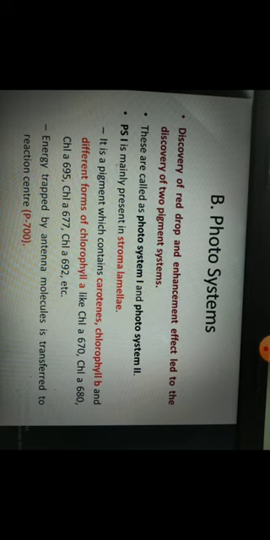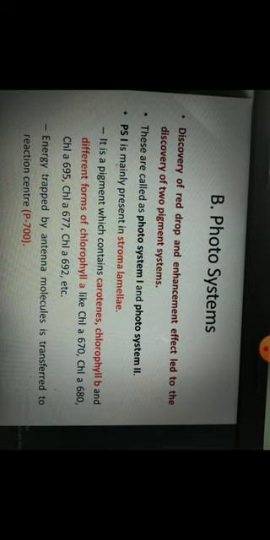After red drop and enhancement effect, we are talking about light reaction. The first part of light reaction was red drop and enhancement effect. The second part is photosystems. By the discovery of the red drop and enhancement effect, it was concluded that there are two photosystems which work together in photosynthesis in the light reaction. These two photosystems were called photosystem 1 and photosystem 2.